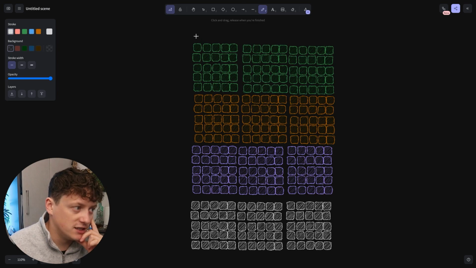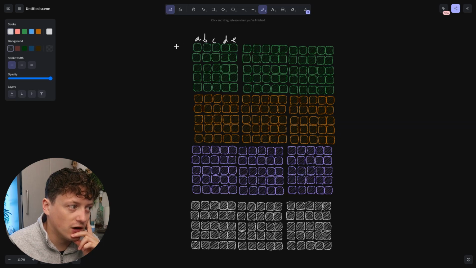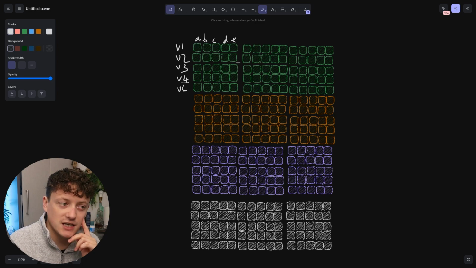Each one of these is a different hook. So we've got hook A, B, C, D, E, all the way through. And then down here you've got variation 1, variation 2, variation 3, variation 4, and variation 5. And then you're swapping out different things as you go along.